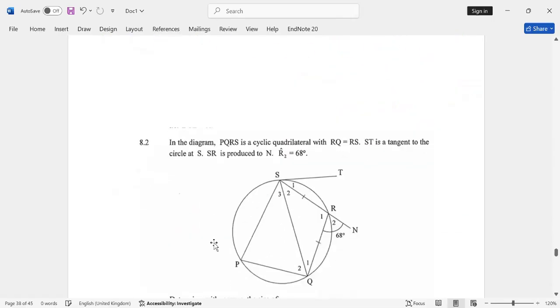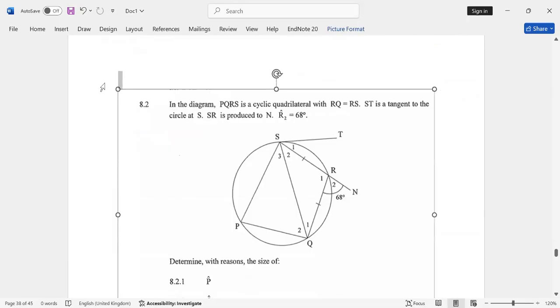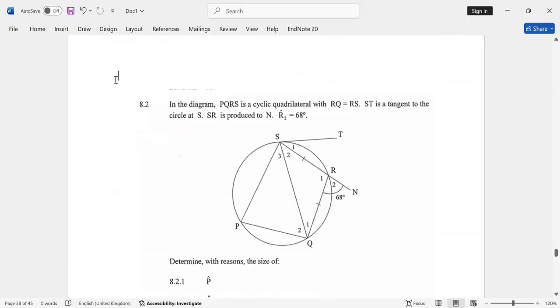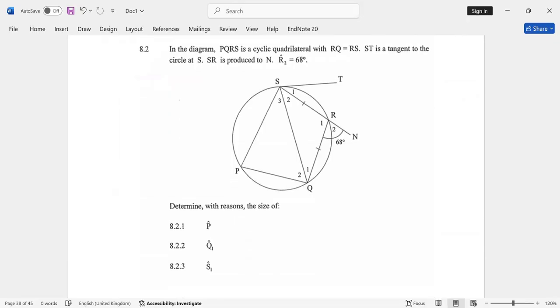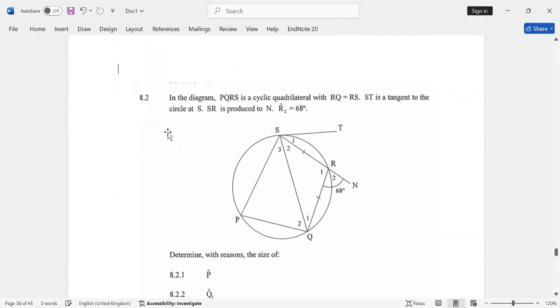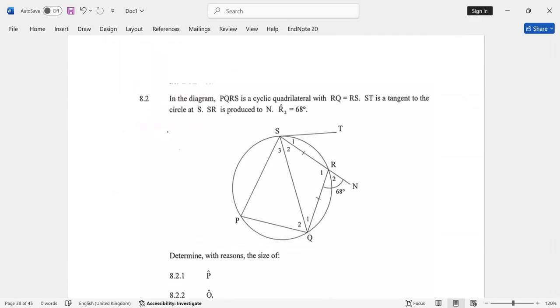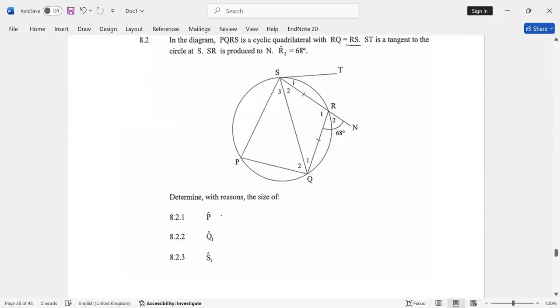So the next is we have 8.2. In 8.2, we have the diagram: PQRS is a cyclic quadrilateral with RQ equals RS. ST is the tangent to the circle at S. SR is produced to N. R2 equals 68 degree. So determine with reason the size of P, Q1 and S1. Okay, so let's prove this.